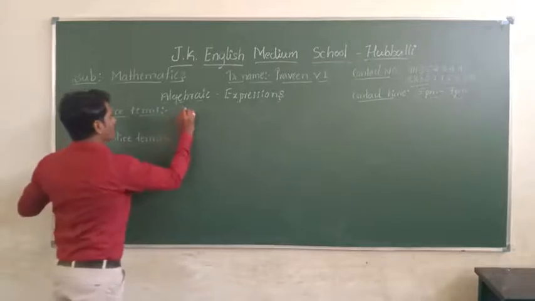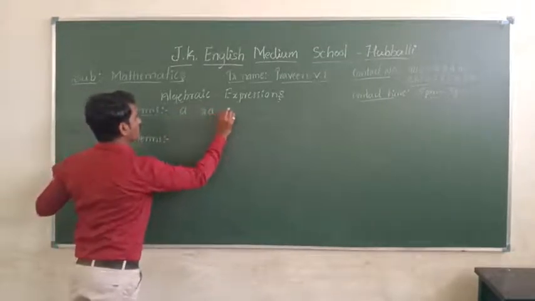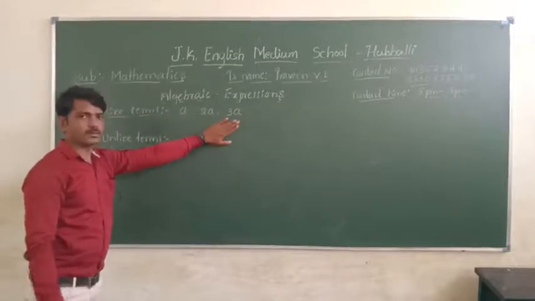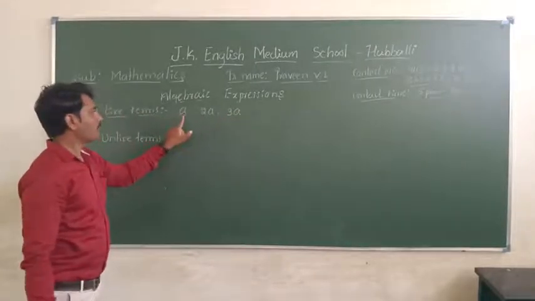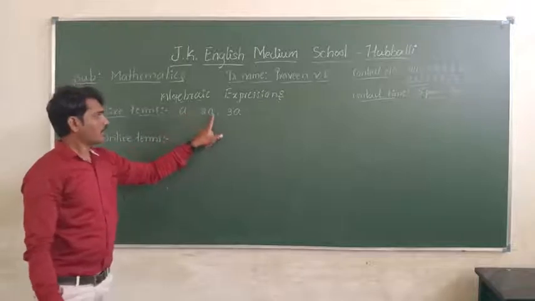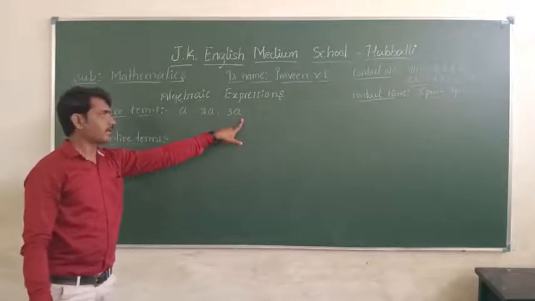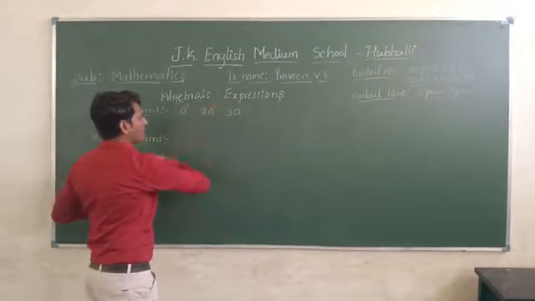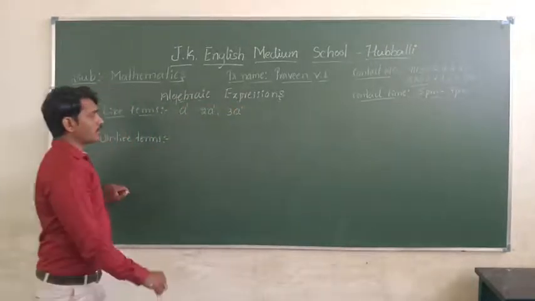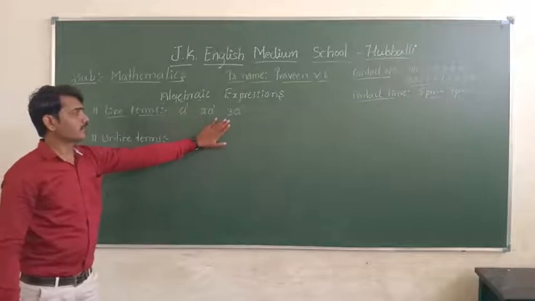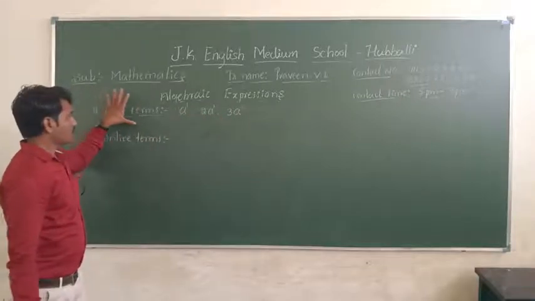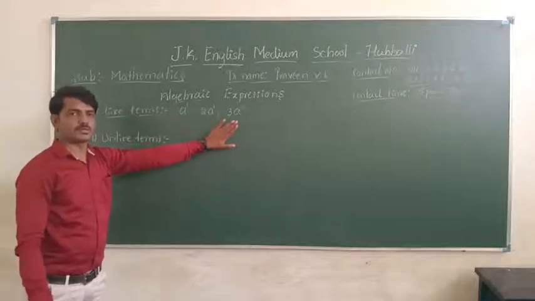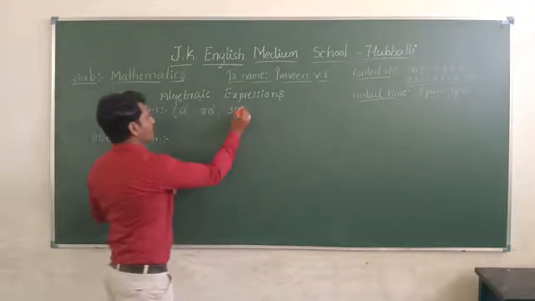Two or more. For example, a, 2a, 3a. These three are algebraic terms having the same variable, a. Their exponents are also the same: a to the power 1, a to the power 1, a to the power 1. Here you can answer the question: 2 and 3 are there. Like terms are totally dependent upon the variable but not on the constants. So we can take one more example.